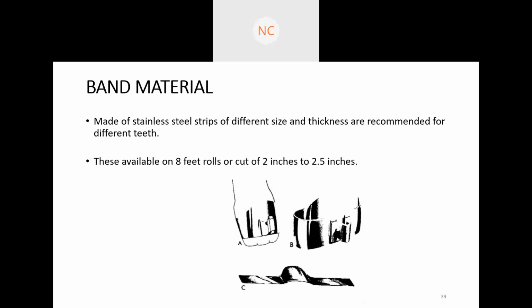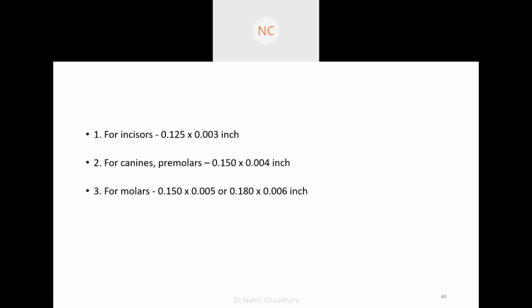Now let's go to the band material. The band material is made up of stainless steel strips of different size and thickness, and these are recommended for the different teeth. These are available in 8 feet rows, or it can be cut into 2 inches to 2.5 inches. And different dimensions of the band material are used.